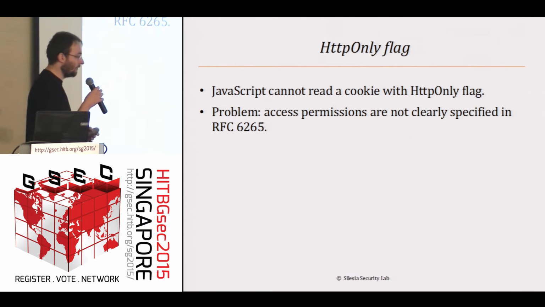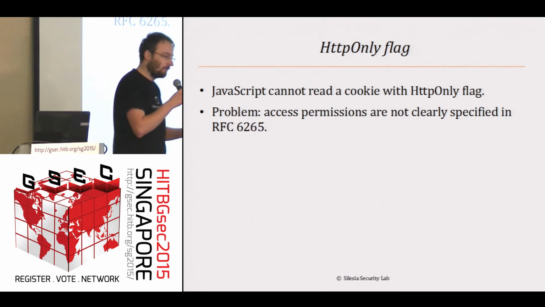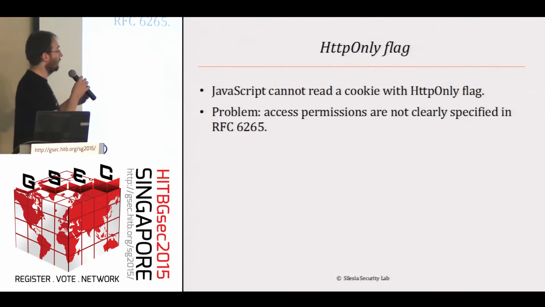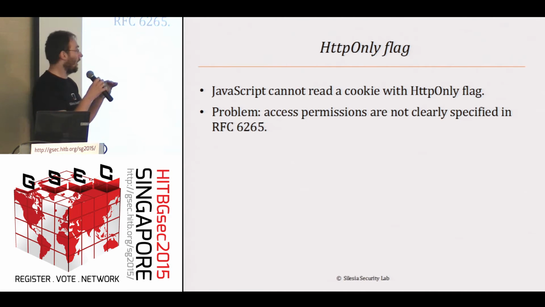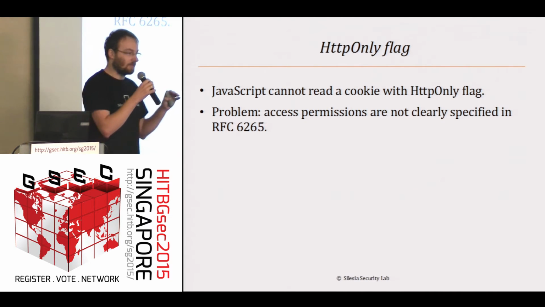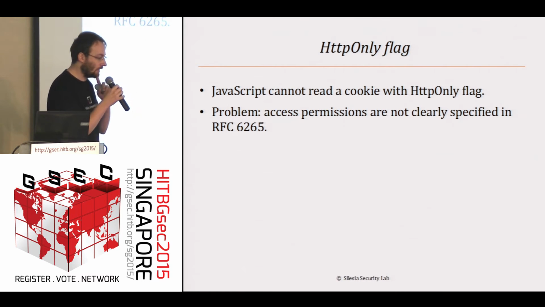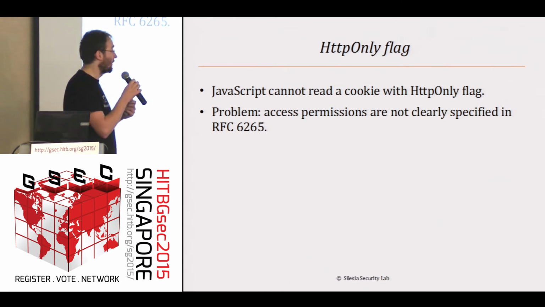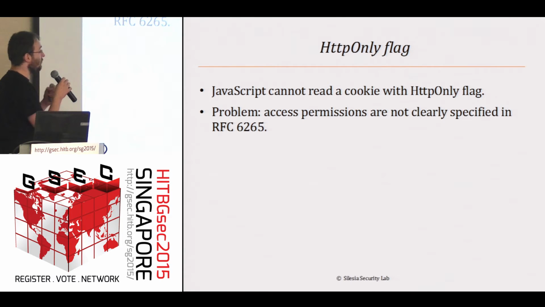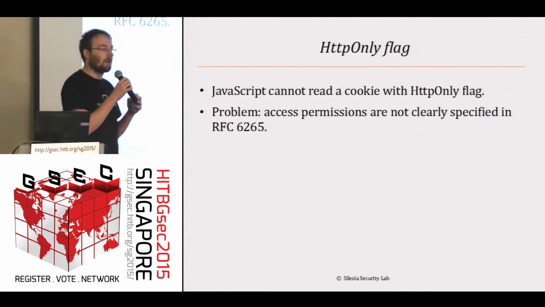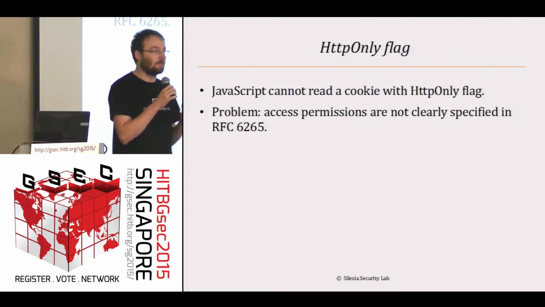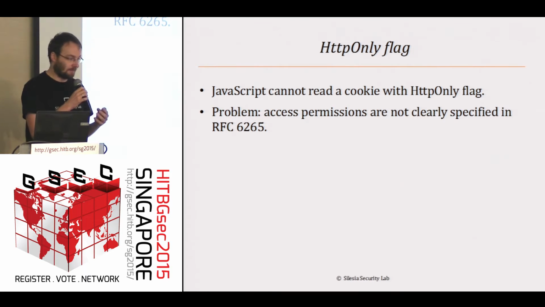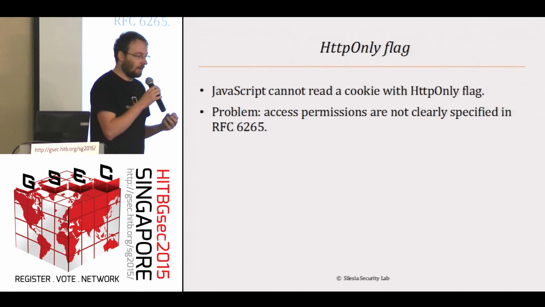But what's the problem? Again, I'm primarily focused on web apps because that's what I do for a living. But as I mentioned at the beginning, I always want to read RFC 6265, the most up-to-date one, just to see if there are any problems or potential problems. And what's interesting is that access permissions are not clearly specified in this RFC. Keep in mind that this RFC is supported by all browsers. What do I mean by access permissions not clearly specified?